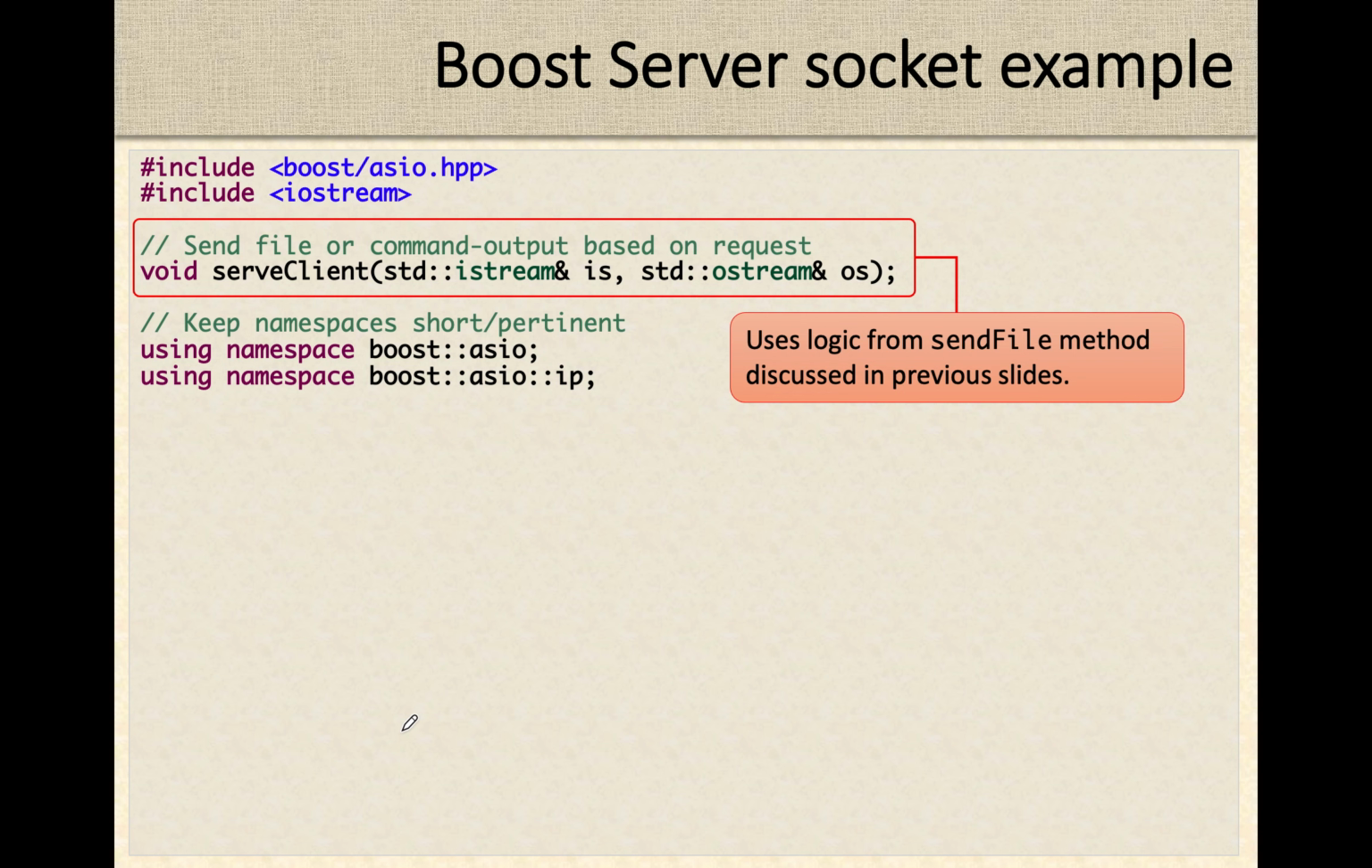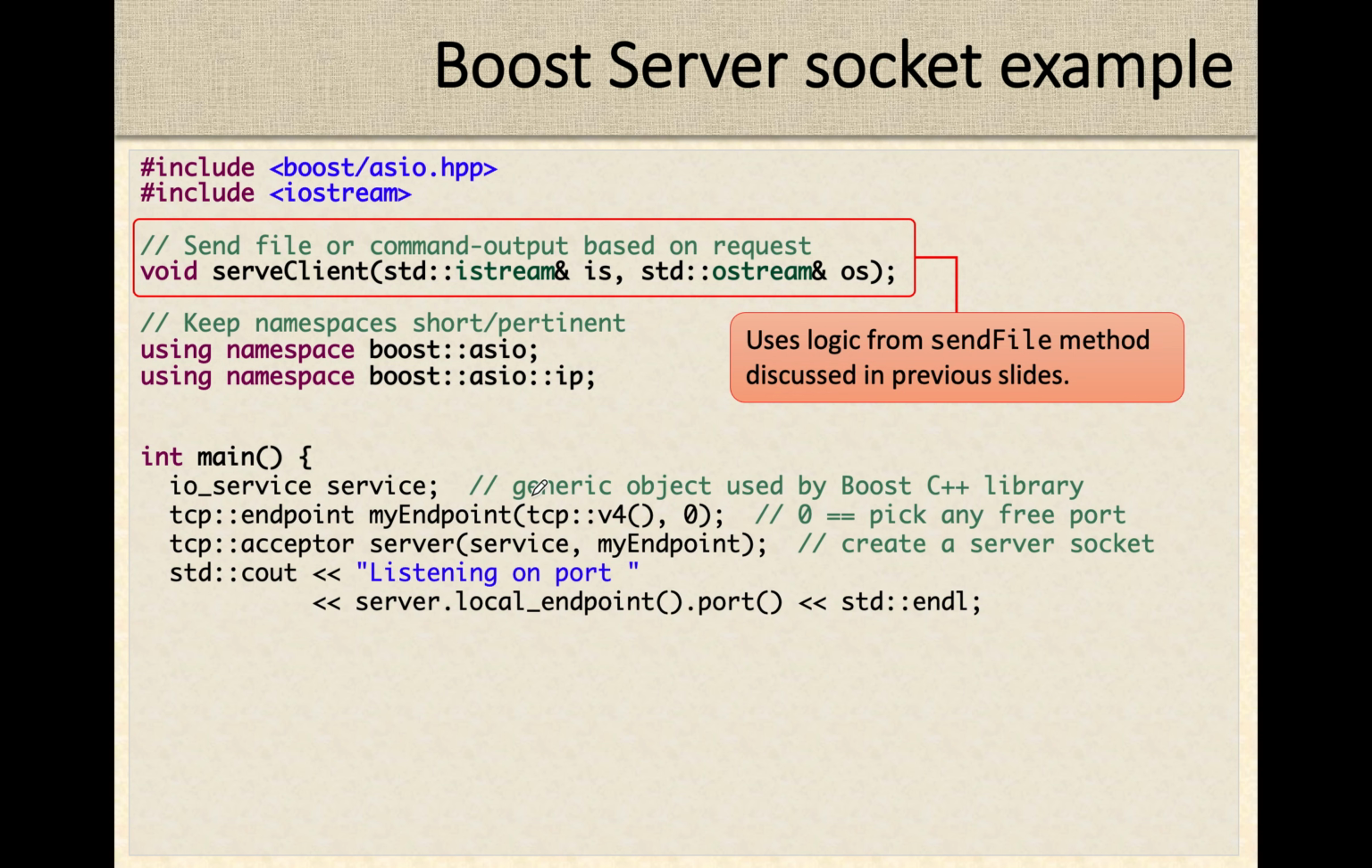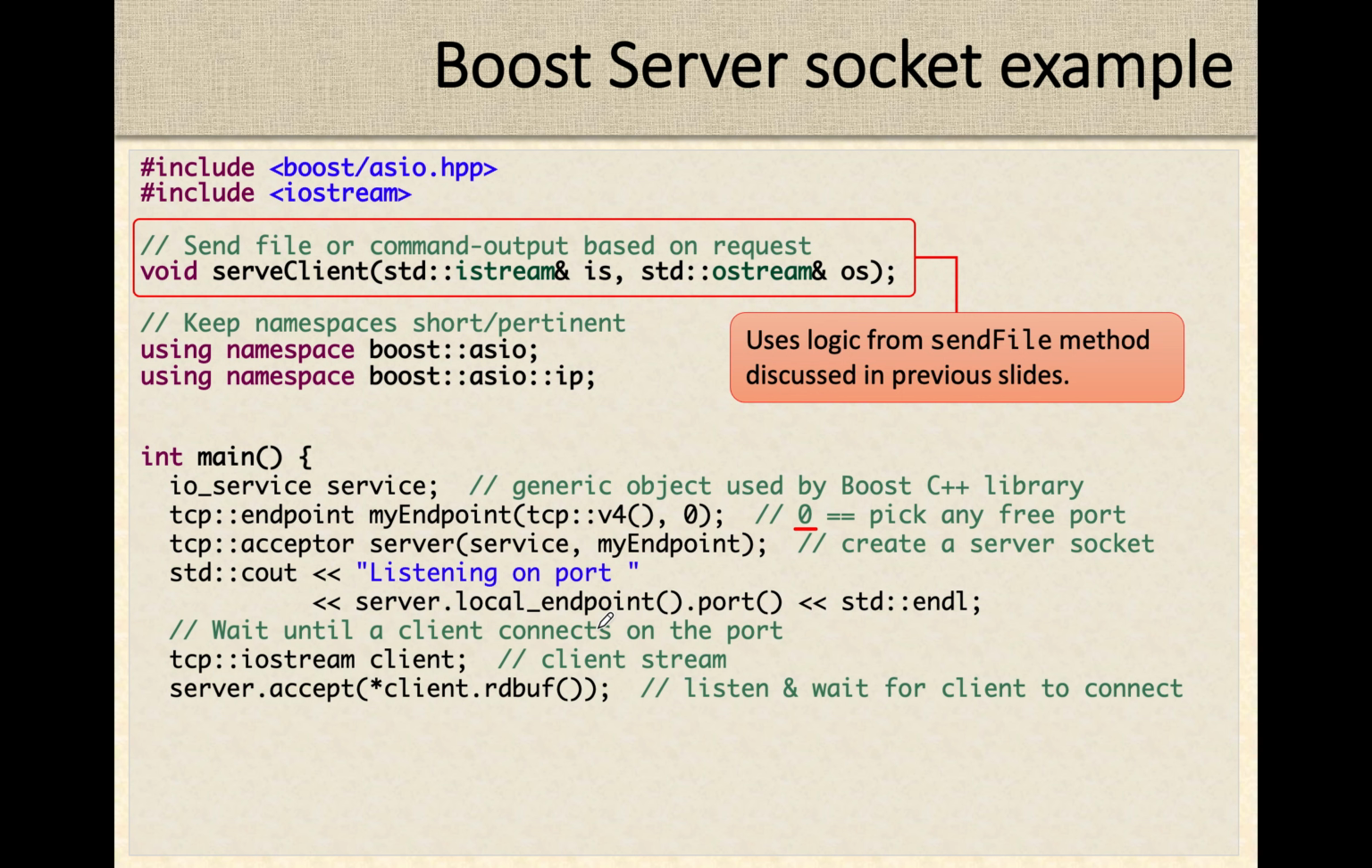Now let's put them all together. We just saw the serve client method in the previous slide. Here we just connect to a random port with 0, so it starts listening on a port. We accept a connection from a client. This is all pretty standard boilerplate. And then we serve the client by calling this helper method that we saw that's going to read the file and do some processing with it.